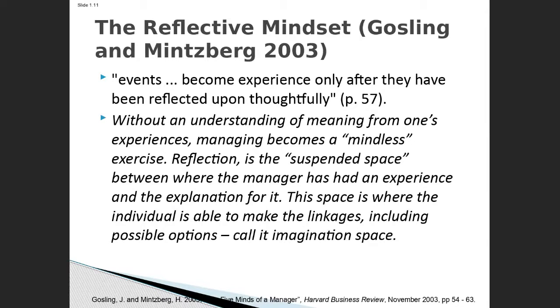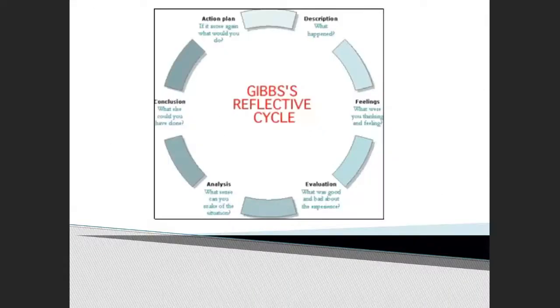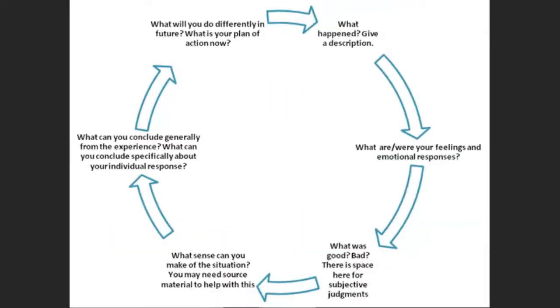Reflection is so-called the suspended space between where the manager has had an experience and the explanation for it. So you need that reflective space. This space is where you are able to make the linkages, including possible options. We call it the imagination space. So you will practice this reflective space through applying the Gibbs cycle. There are 6 stages, as you can see: description, feelings, evaluation, analysis, conclusion, and action plan. You will go through each of these. There are a set of questions, and I want you to apply this Gibbs cycle to a critical incident.